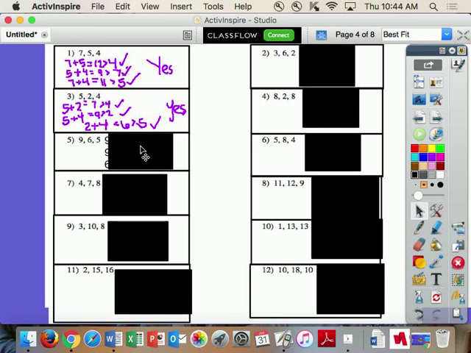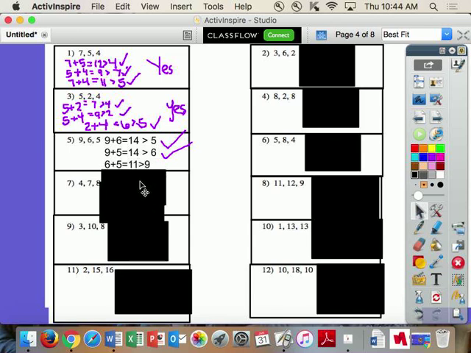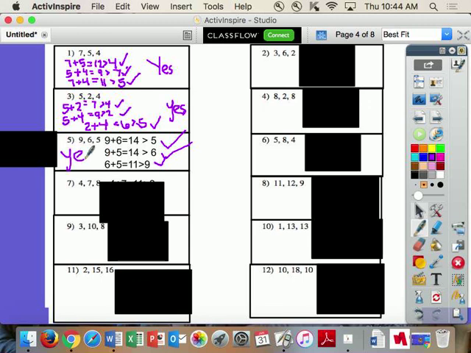Okay? So if I take this one, I have 9 plus 6, that equals 14. Is that greater than 5? Yes, it is. Next one, 9 plus 5, that equals 14. Is that greater than 6? Yes, it is. And the last one, 6 plus 5, that equals 11. Is that greater than 9? Yes, it is. So this one would also be a yes. Kind of get what we're doing?